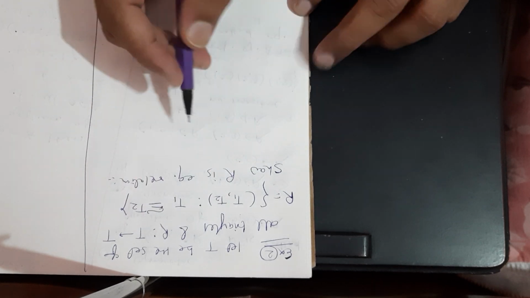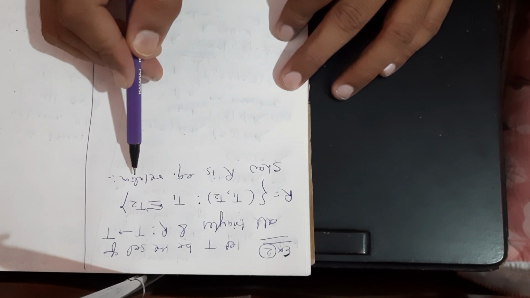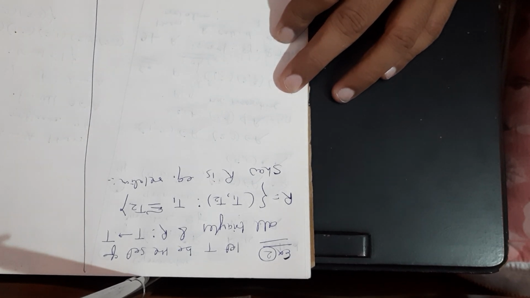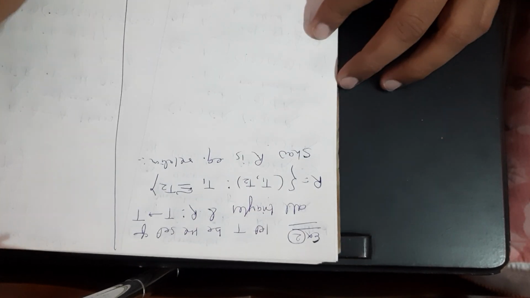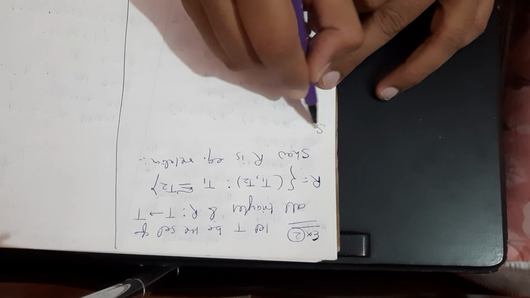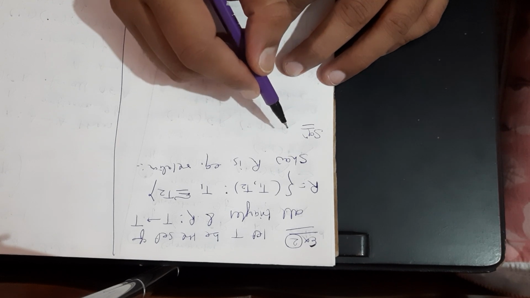The terminology, now you got. You have to prove that R is an equivalence relation, meaning you have to go through all three conditions: reflexive, symmetric, and transitive. So one by one we'll prove all. How to prove all? Let me explain. Solution.